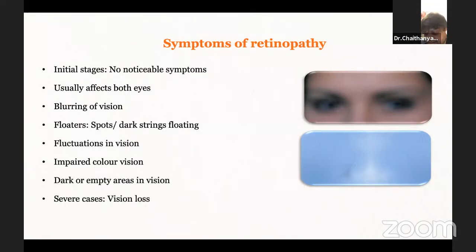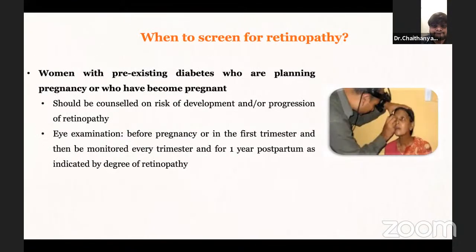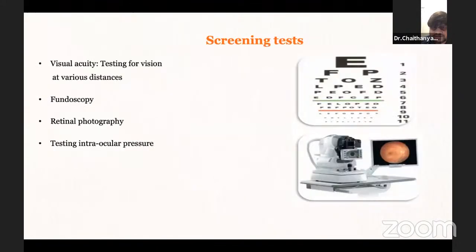Can we have the next slide? Next slide. We'll straight away go to the nephropathy. Next slide.